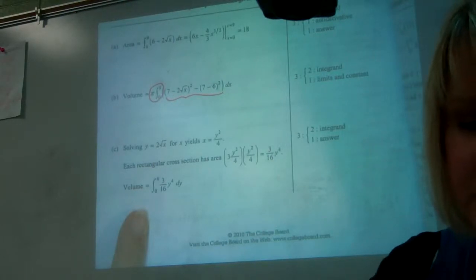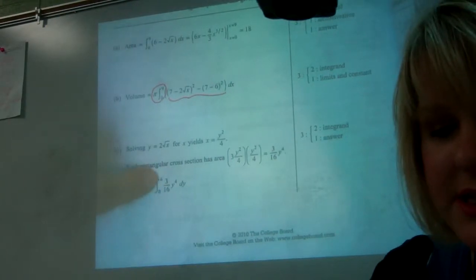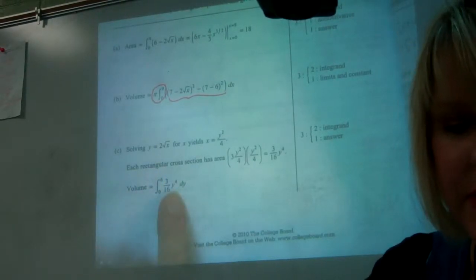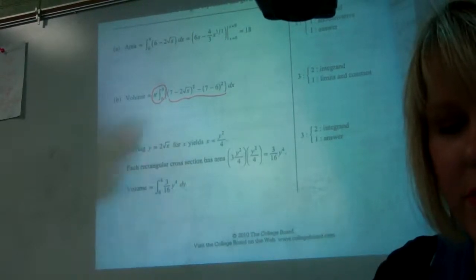I don't get what the difference is between the integrand and the, oh, I guess having these bounds. Because the integrand is just what's inside the integral, so 1 point would be for the whole answer here.